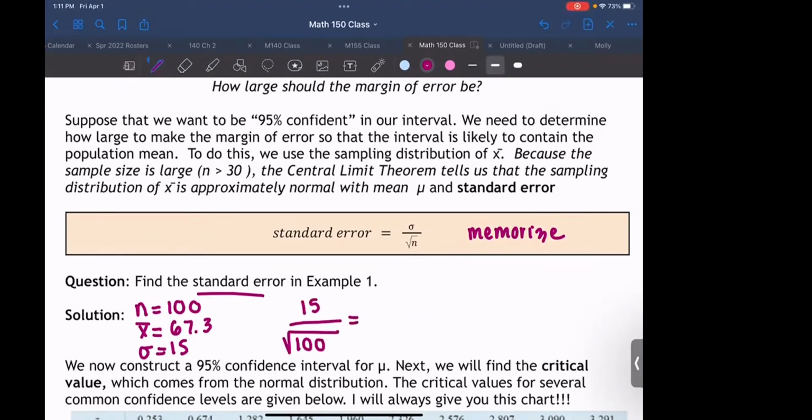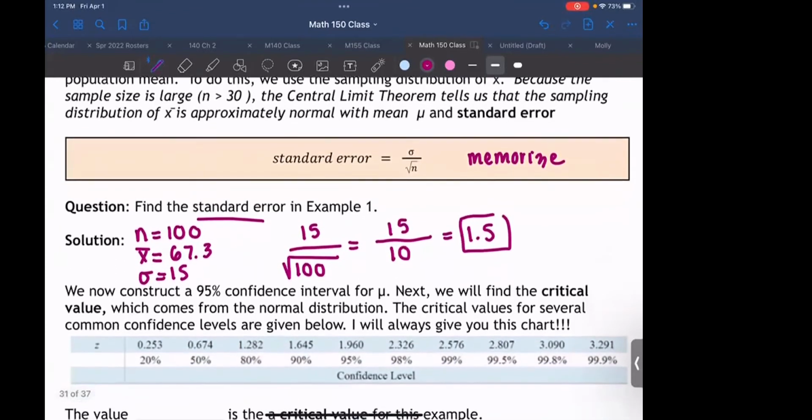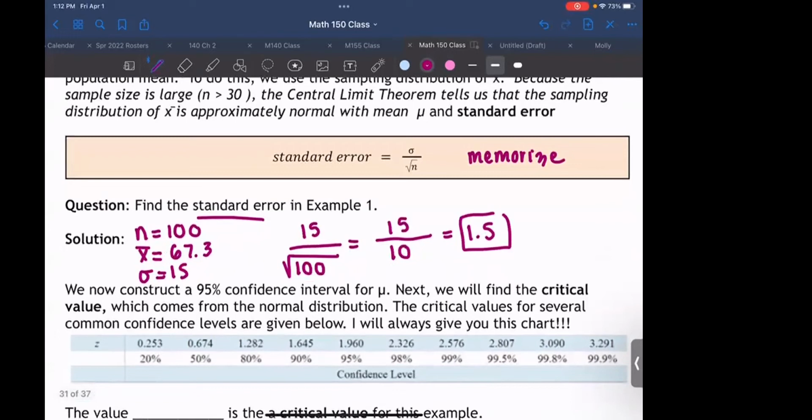Now, my best advice to you is to do the square root first, and then do the division. I know it sounds really stupid, but sometimes when I type this in my calculator, it messes up. What's the square root of 100? Good, 10. Okay, and 15 divided by 10 is 1.5. So the standard error in this example is just 1.5. Any questions so far?